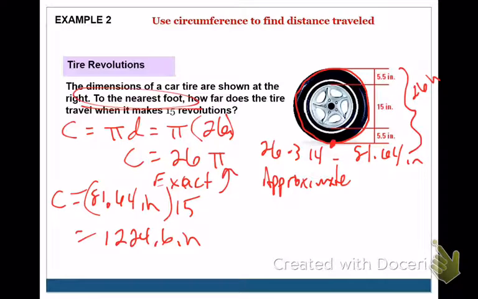So we actually need to convert this over to feet. And to do that, all we do is divide by 12. And to the nearest foot, this tire will travel about 102 feet after 15 revolutions. Okay, so a couple of things we needed to keep track of there in that example.